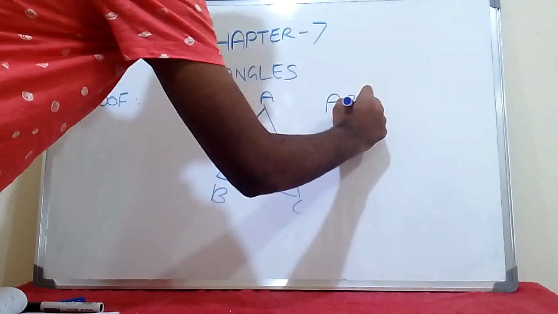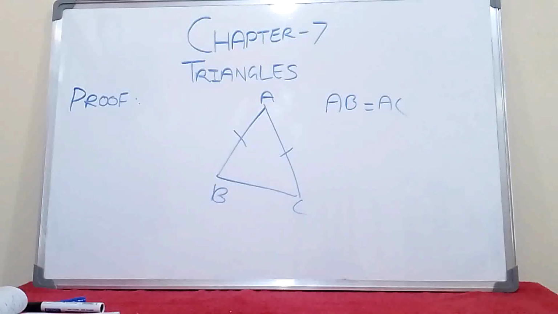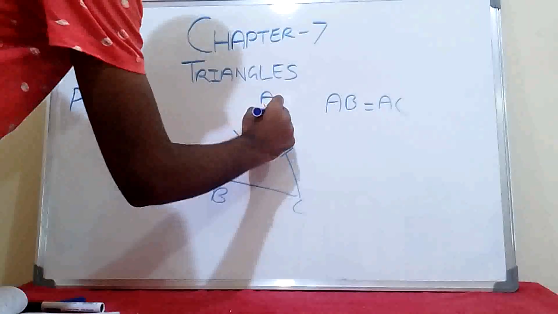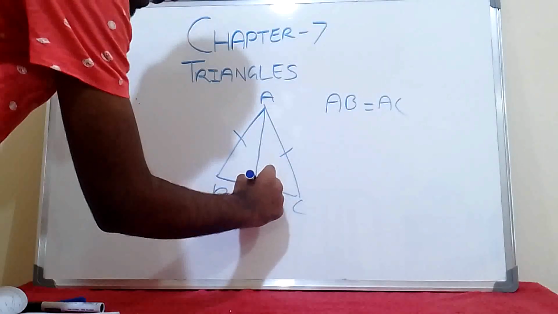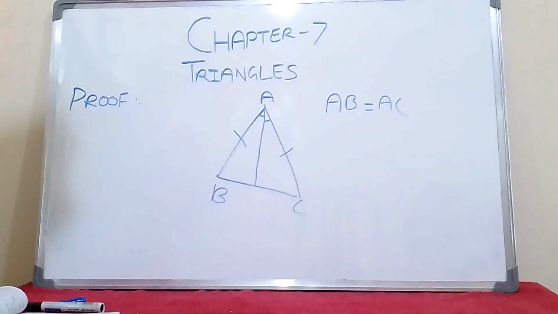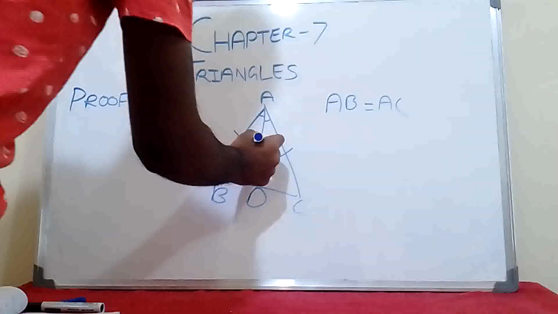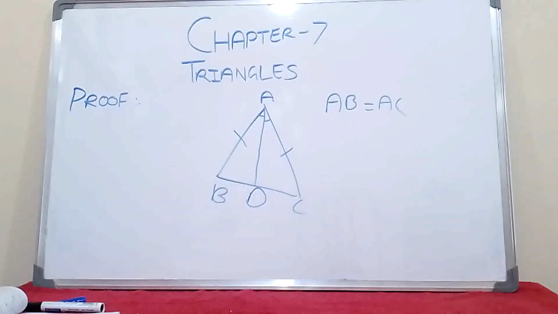For example, we are given that AB is equal to AC. Now we need to prove that angle B is equal to angle C. So we will draw an angle bisector of A, which means that this angle becomes equal to this angle. I'll name the point D. Angle BAD is equal to angle CAD because it's an angle bisector. It bisects the angle into two equal parts, and AD is common. So using SAS we can prove this.